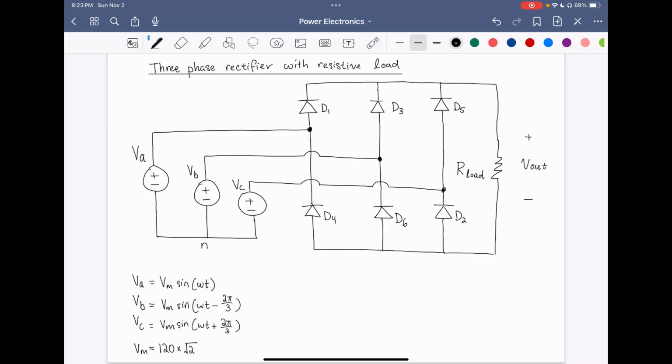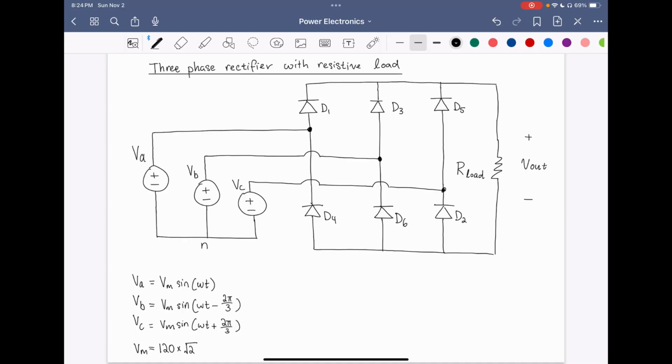And to start off with, we have three line to neutral voltage sources, VA, VB, and VC, that are with respect to the neutral voltage. And we have that VB is lagging VA by 2 pi over 3 or 120 degrees, and VC is leading VA by 2 pi over 3 or 120 degrees.